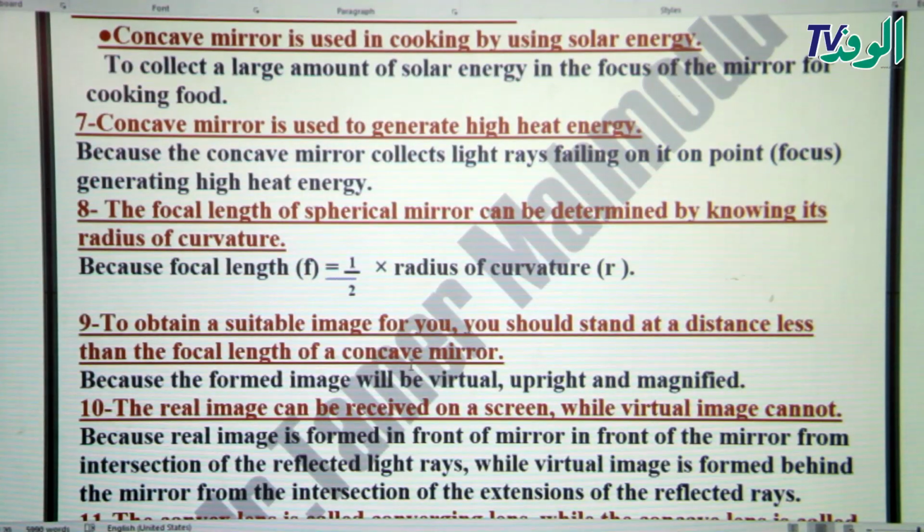The concave mirror is used to generate heat energy. Why? Of course, because the concave mirror collects the light rays falling on it at a point, generating light or heat energy. The focal length of the spherical mirror can be determined by knowing what? The radius of curvature. Why? Because the focal length is equal to half of the radius of curvature.